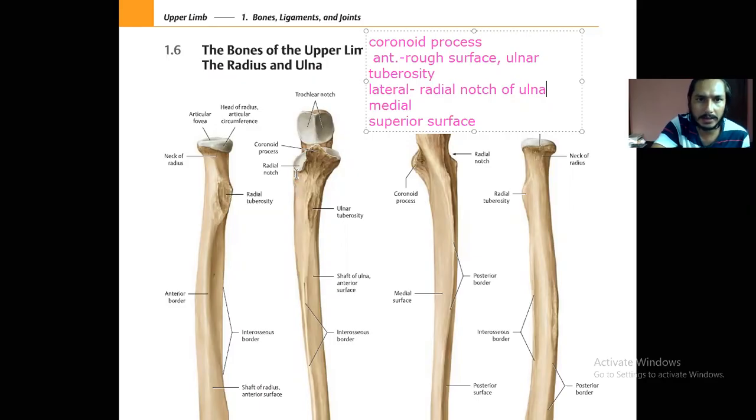The posterior boundary of this depression is formed by the supinator crest. Can you see this crest-like structure here? That is the supinator crest.